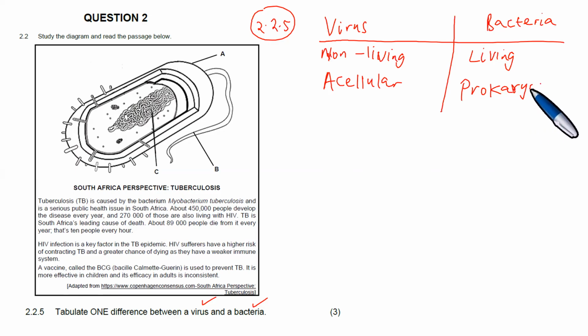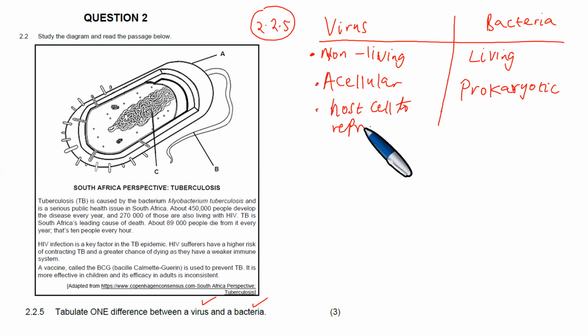Sorry, sir. Can I please add to your list? Yes, please. You can add to the list. Viruses need a host cell to reproduce, while bacteria can reproduce on their own. Yes, they need a host cell to reproduce, right? That's true. Thank you so much for mentioning that.